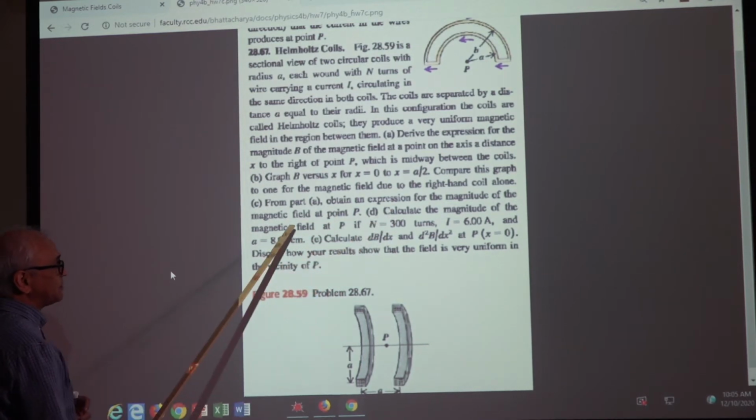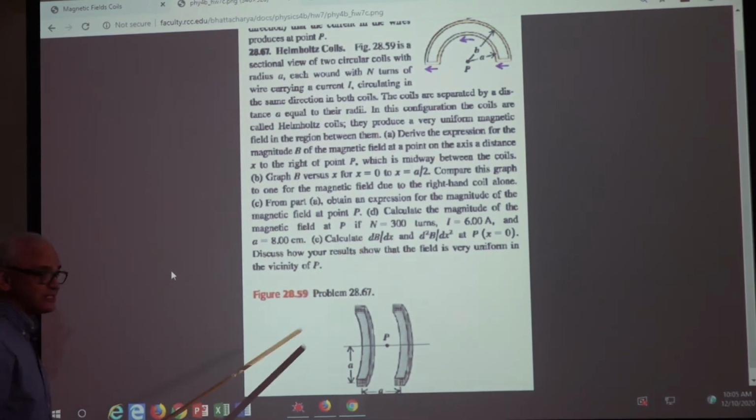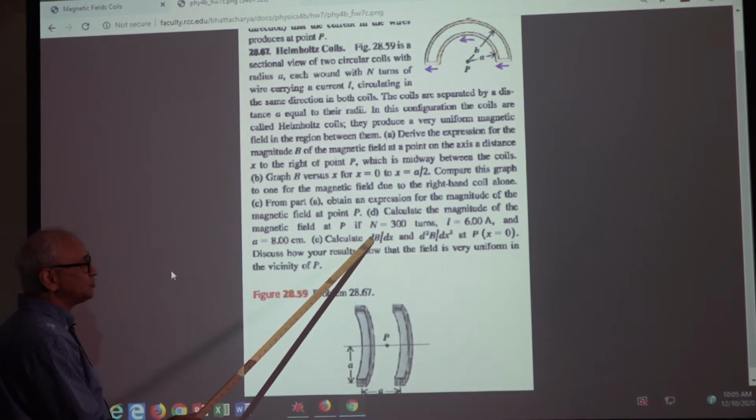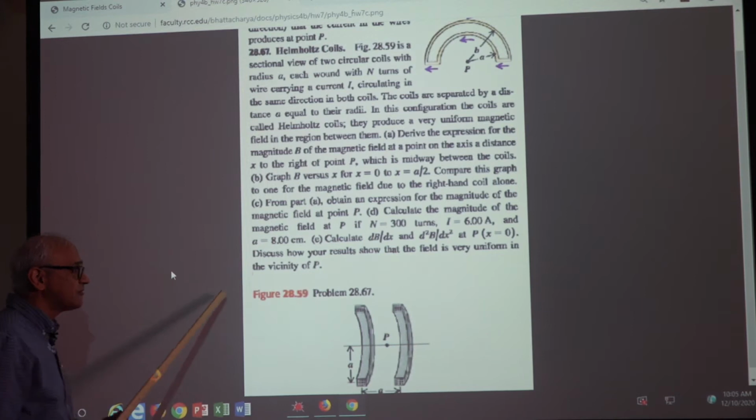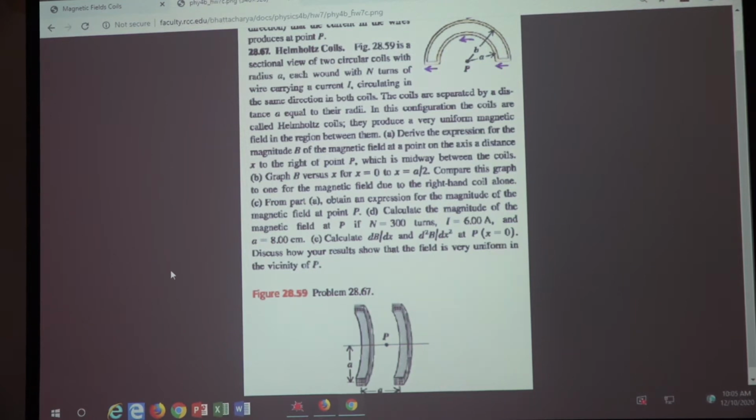C, obtain an expression for the magnitude of the magnetic field at point P. Calculate the magnitude of the magnetic field at P at these turns. Then I want you to do this. This gets a little bit tricky. I want you to do the differentiation of the magnetic field and take the second differentiation of it and discuss how your results show that the field is very uniform in the vicinity of P. So basically, if the field is really constant, you're going to get a 0 for the differential. And it's a tricky differential, but I want you to follow this through and add whatever you gain out of this to our write-up this time.